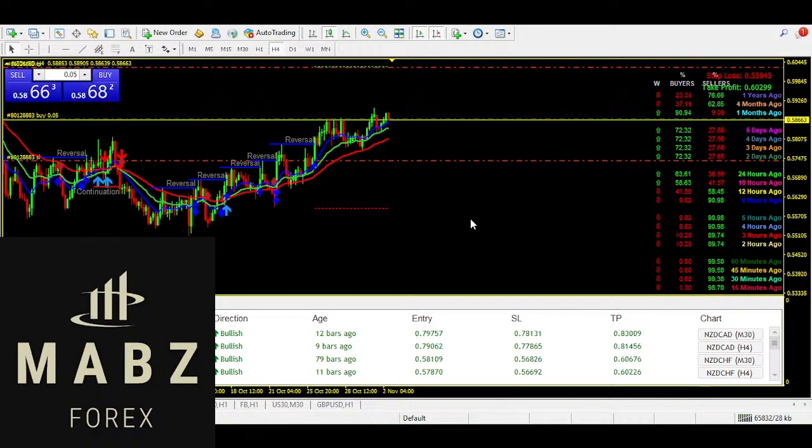So let's just keep moving to the last group of currencies, which is the AUD pairs. My bad, the AUD pairs. So let's just jump in.